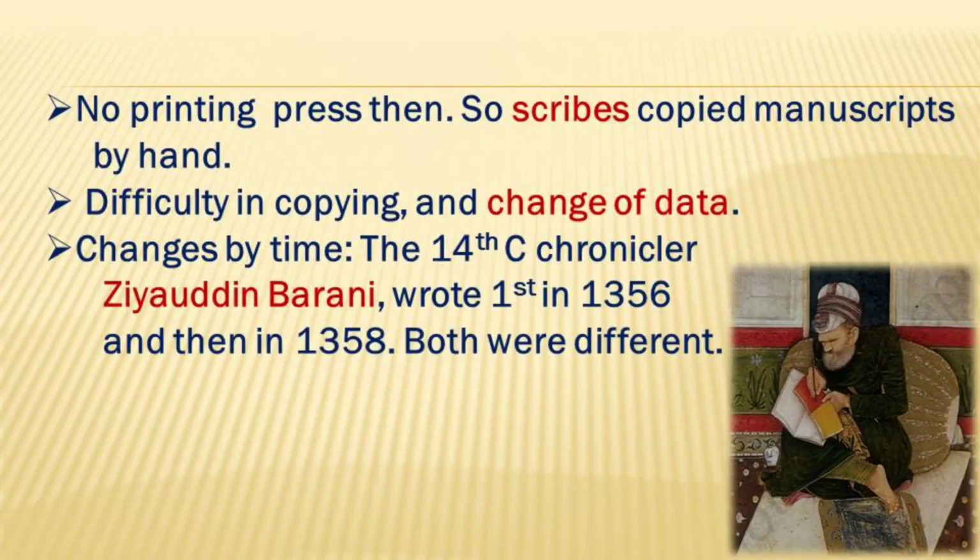Another thing to note when we study the period from 700 to 1750 Common Era is that there was no printing press then, because the printing press is a modern invention. At the time there was no printing press. So scribes copied manuscripts by hand. Who is a scribe? The person that you see in the picture is a scribe. A scribe is a person who copies, who writes something by looking at another source. So scribes copied manuscripts by hand, by writing.